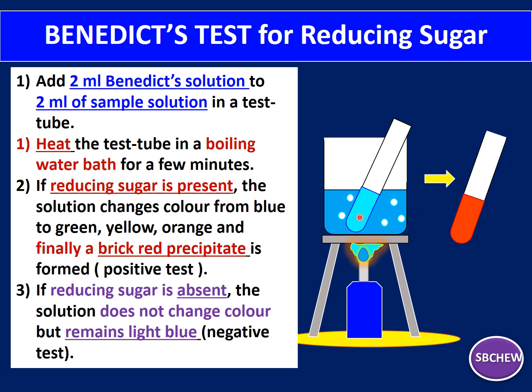And if reducing sugar is present, the solution will change color from blue to green to yellow to orange, and finally a brick red precipitate is formed. That is, if reducing sugar is present. If the reducing sugar is absent, that means the solution will not change color. This is a negative test, and it will remain light blue in color.